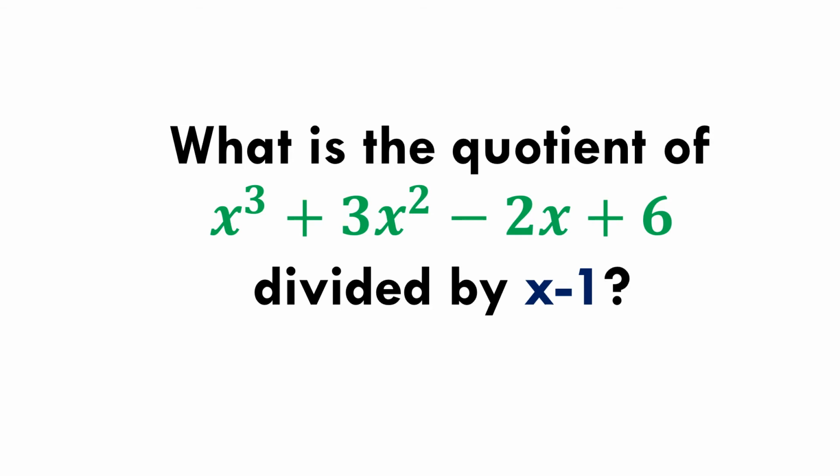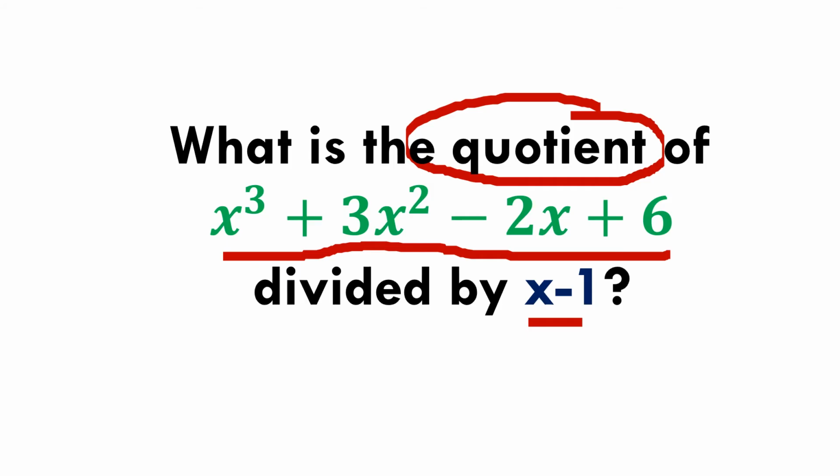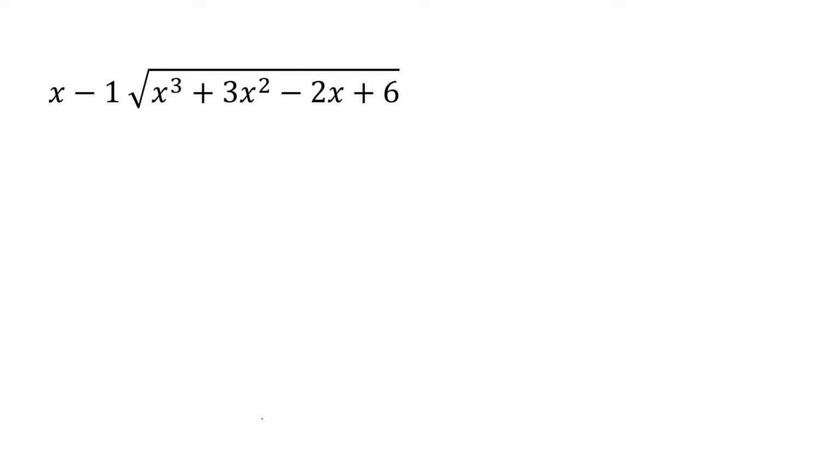Let's solve problem number 2. What is the quotient of x cubed plus 3x squared minus 2x plus 6 divided by x minus 1? Now remember that this is our dividend, this is our divisor, and we are asked to look for the quotient, which is the answer in a division sentence. Okay, let's solve problem number 2.